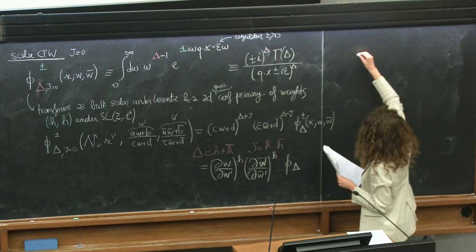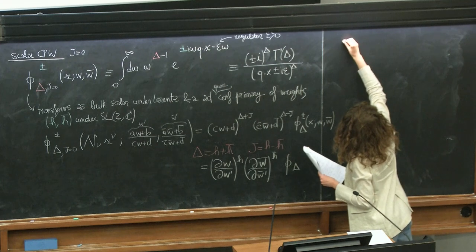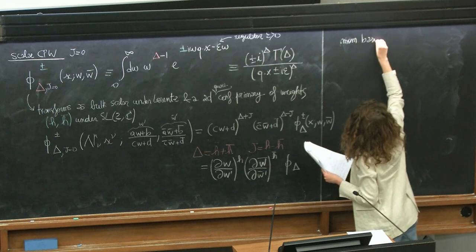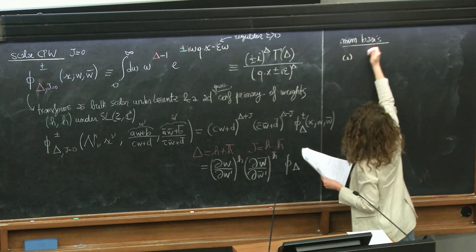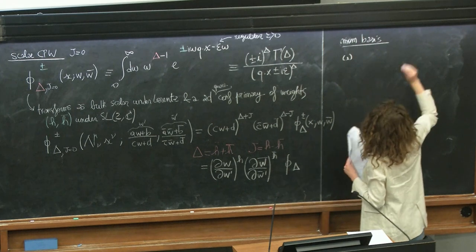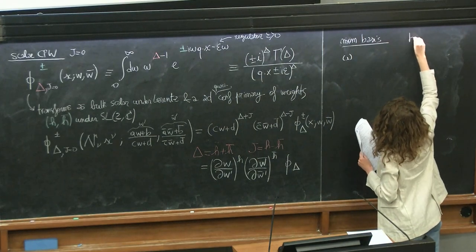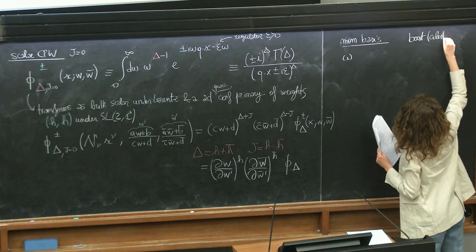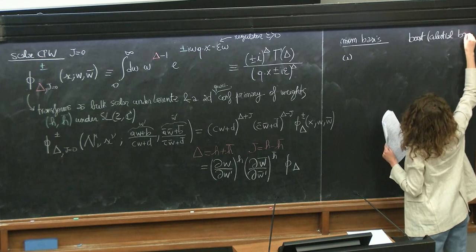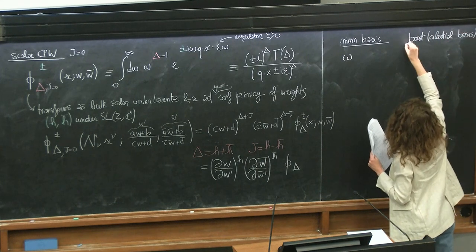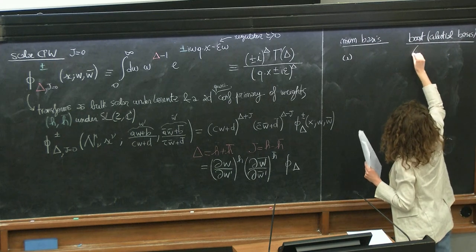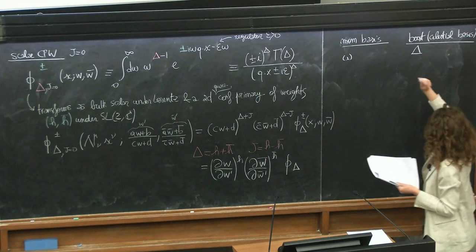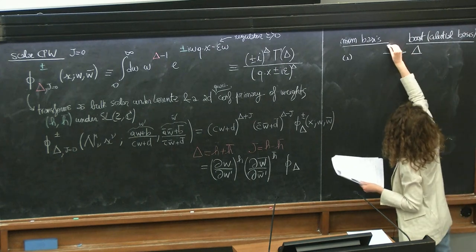So in summary, usually we write in a momentum basis, where particles are labeled by their energy. Here, in this boost, or let's call it celestial basis, a particle will be represented by this complex number delta. And we go from one to the other via this Mellin transform.